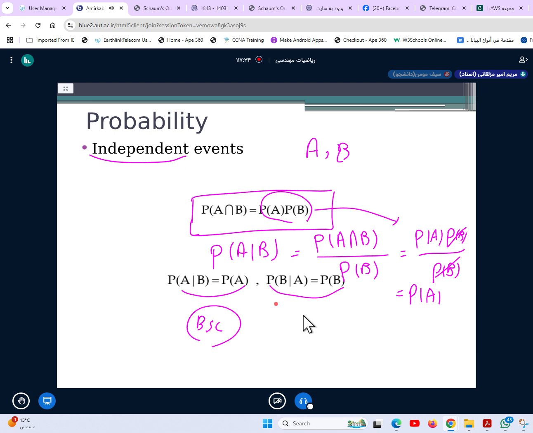In these slides, we defined two independent events. We said that two events A and B are independent if we have this formula for them: if the probability of A intersection B is equal to the multiplication of the probability of A and the probability of B, then A and B are independent. When we have this formula, we can simply prove that the probability of A given B is equal to the probability of A. Here we proved this.